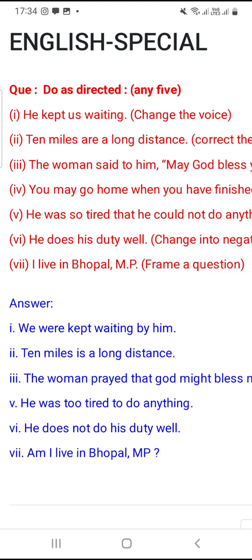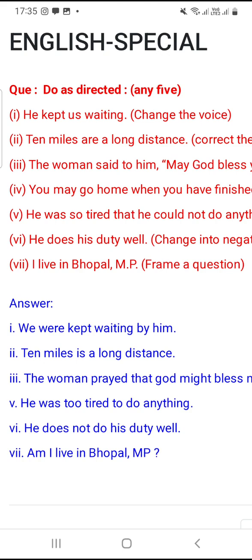For the second form, you just have to remember that it will be used directly. And if it is the third form, before the third form there will be one helping verb. That will be the third form. Later I am going to tell. So the answer is given here: We were kept waiting by him. What are the changes?